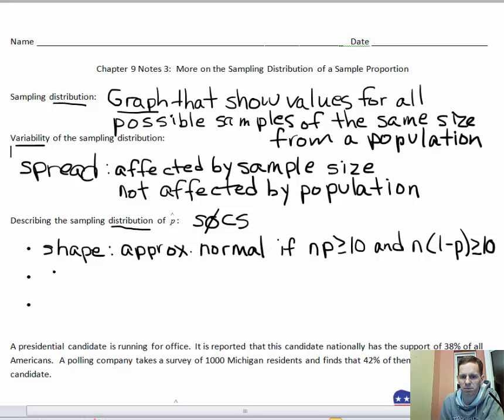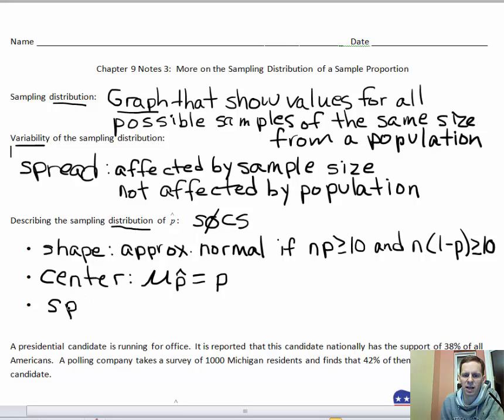Center. The measurement of center that we referred to yesterday was our mean. There is a formula for this on your formula sheet. The mean of the p hat graph, the mean of the yellow graphs, the center of those graphs, is located at p, the true proportion of the population.